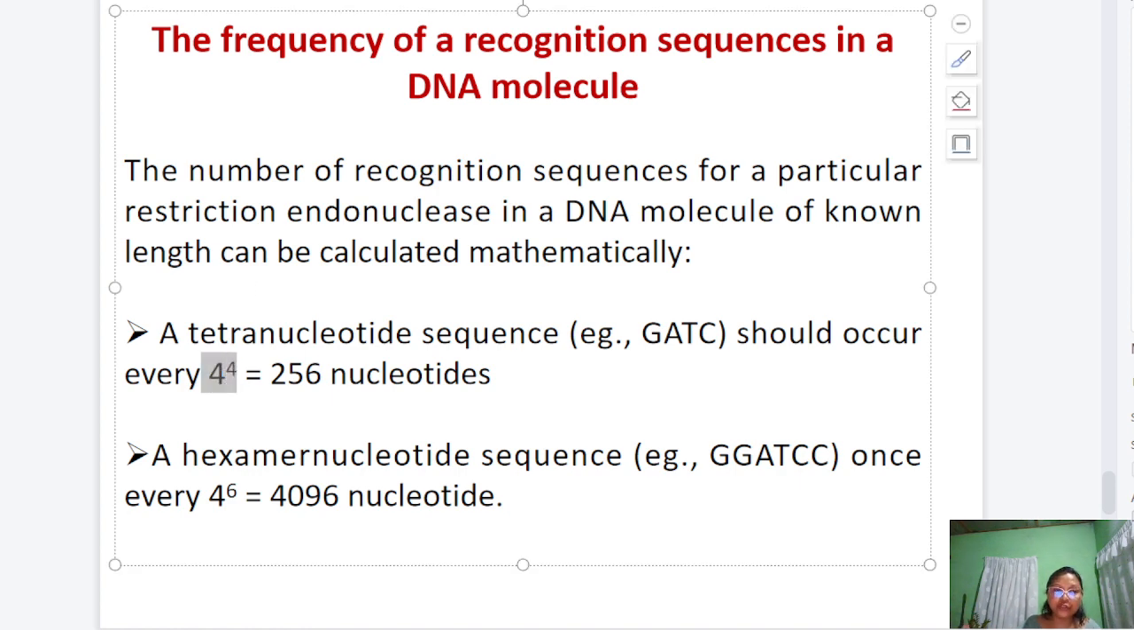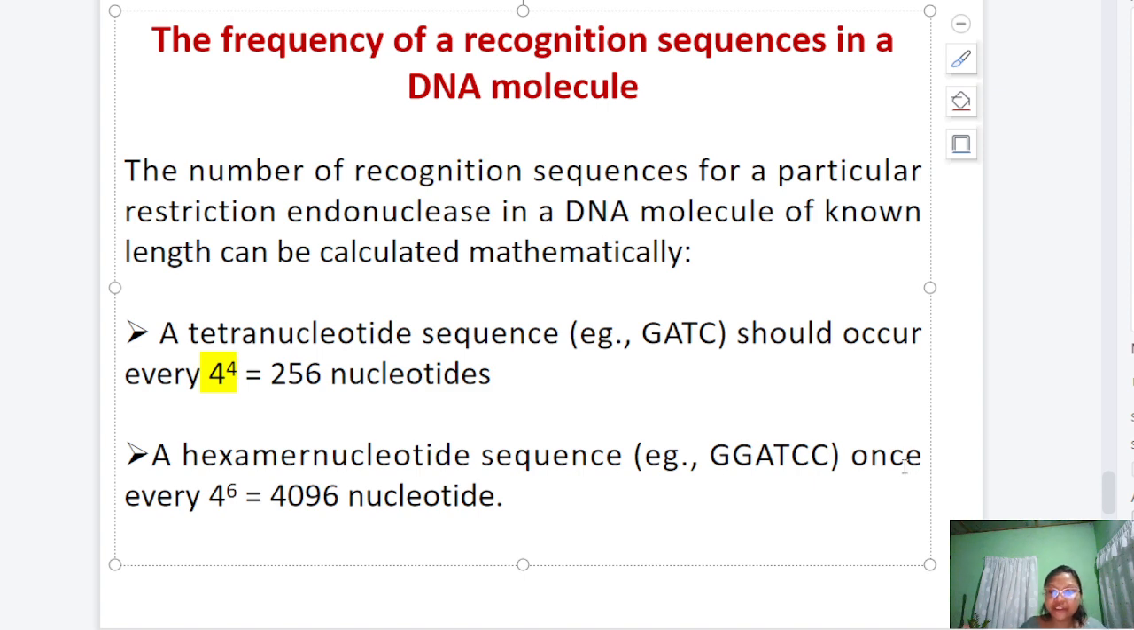Okay, 4 nucleotides, and the other 4 represents the number, because it is a tetramer. So that is why you have 4 representing the 4 different nucleotides, the ATGC, and the power 4 representing the nucleotide being a tetranucleotide.